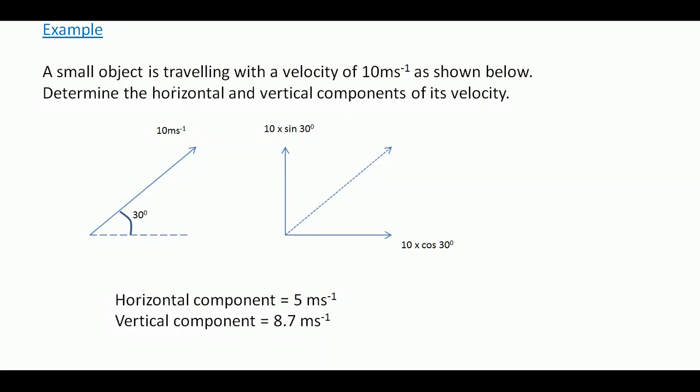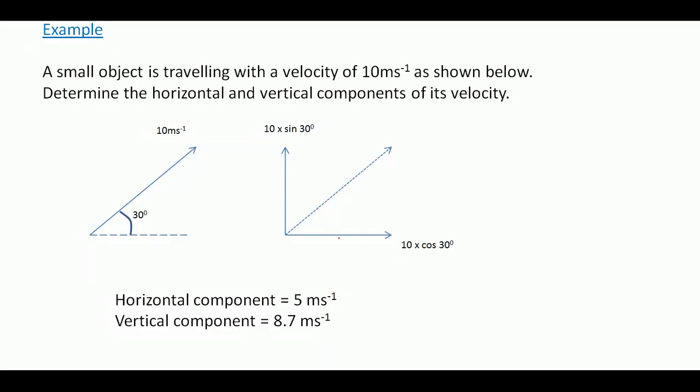So if you have a small object that is traveling with a velocity of 10 meters per second, as shown below, determine the horizontal and vertical components of its velocity. So we have the velocity is 10 meters per second, and it's acting at 30 degrees to the horizontal. And you want to find the horizontal component and the vertical component.